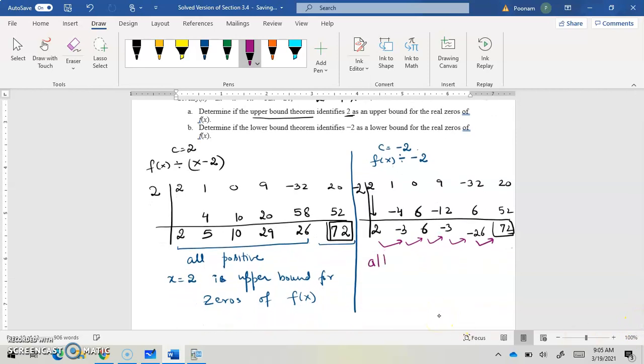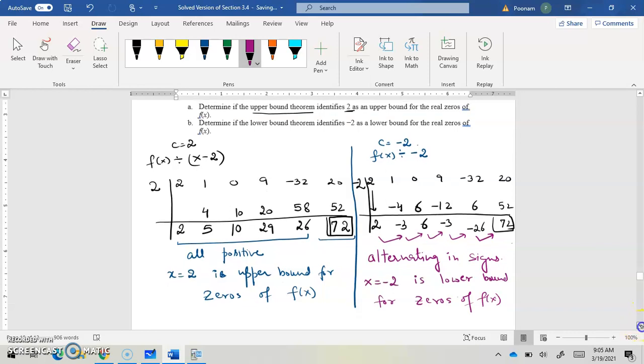So we can say they are alternating in signs. That means x is equal to negative 2 is the lower bound for zeros of f of x. That means the zeros cannot be less than negative 2.